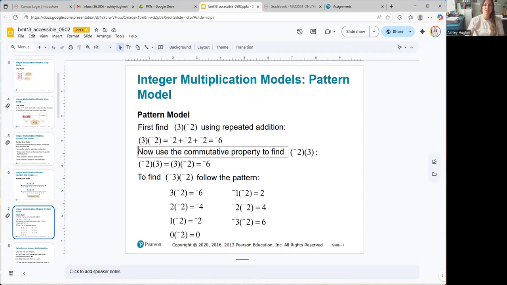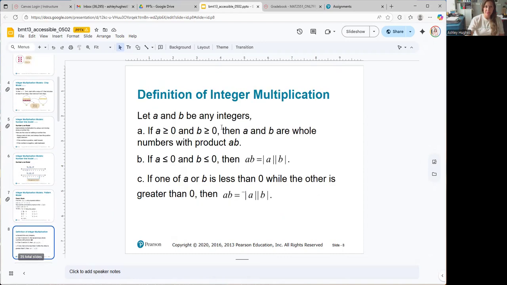Pattern model, they're saying 3 times -2 is like -2 plus -2 plus -2, which is -6. So then we know -2 times 3 or 3 times -2 is -6. And so it's just explaining that using the pattern.